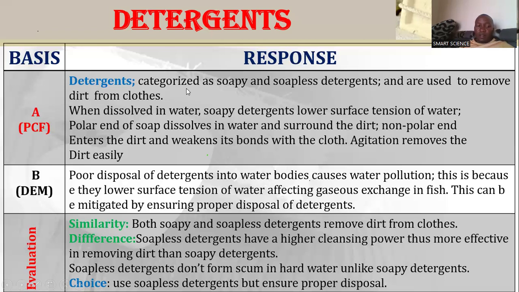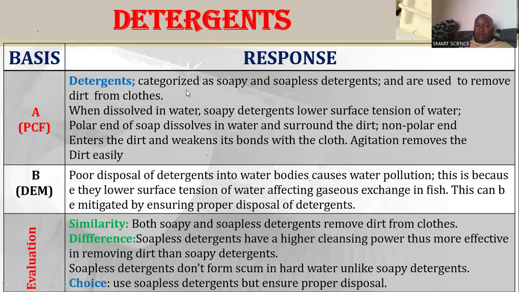Among the dangers, if you poorly dispose of detergents into water bodies, it can result in pollution, and this is because they lower surface tension of water, affecting gaseous exchange in fish. This can be mitigated by ensuring proper disposal. Make sure that you explain this very well, the danger, its effect, and how it can be mitigated.